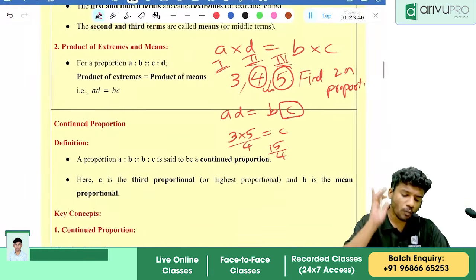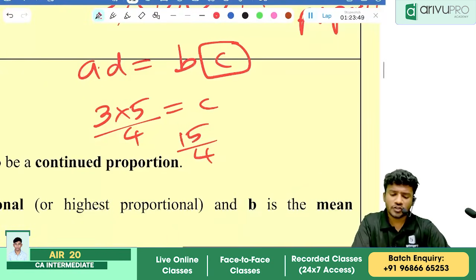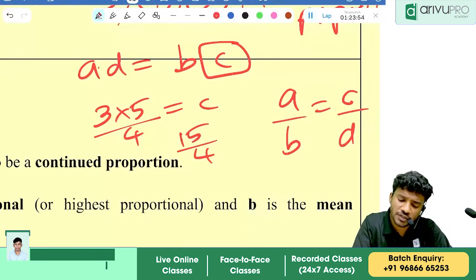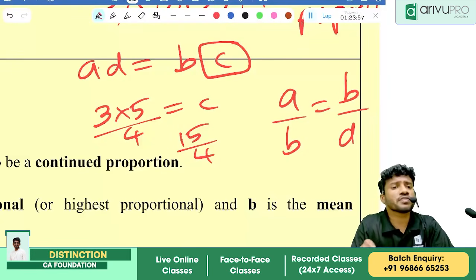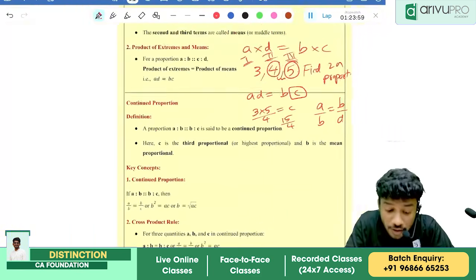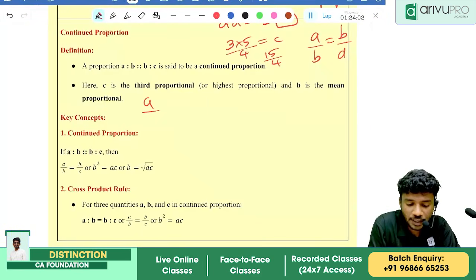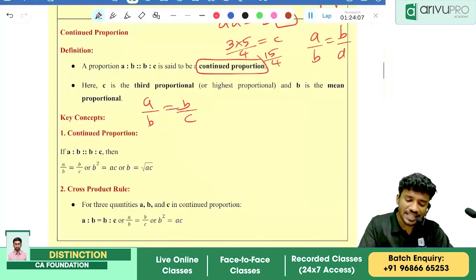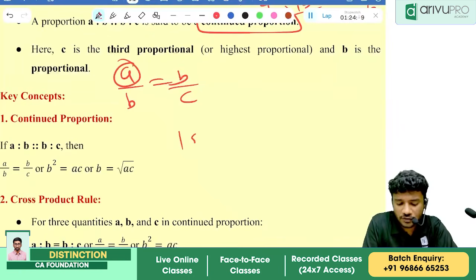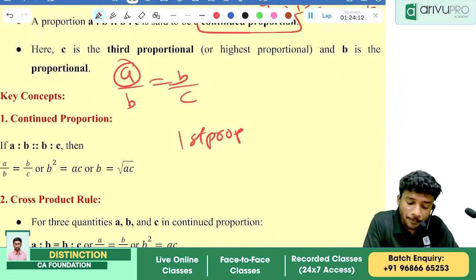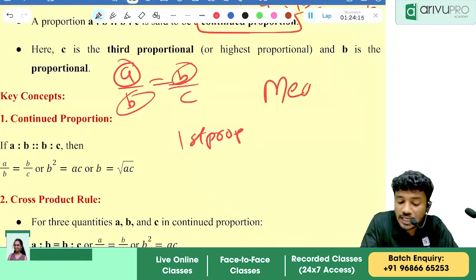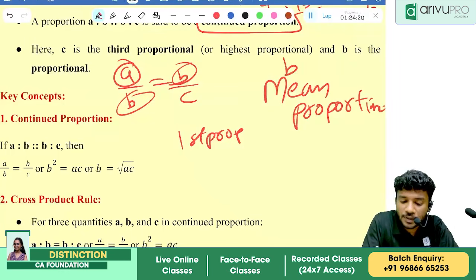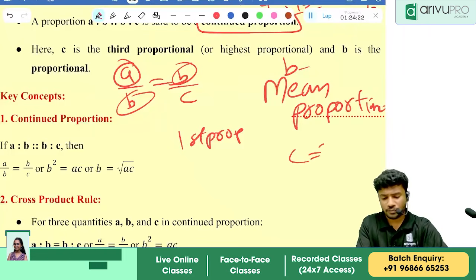What if, one fine day, this A by B is equal to C by D, but one thing we found, instead of C, B itself is sitting there. That type of proportion is called continued proportion. A by B is equal to B by C is called what? Continued proportion. Here, A is the first proportion. B is called the mean proportion. Make a note of it. B is called what? Mean proportional. C is what? Third proportion.